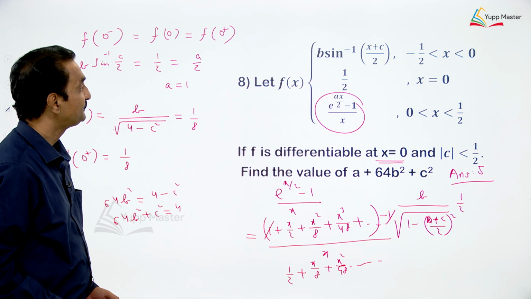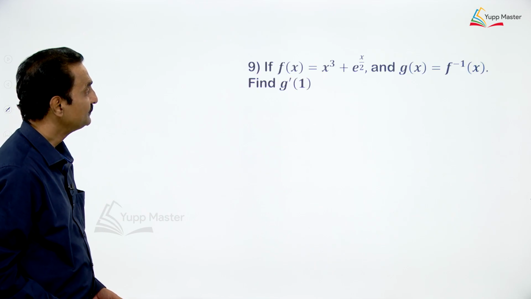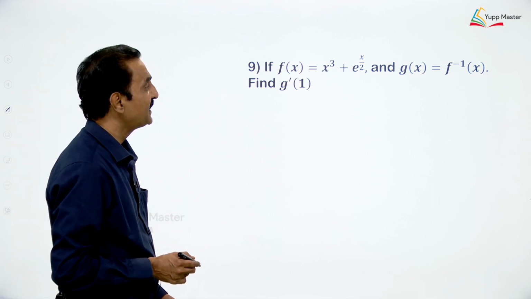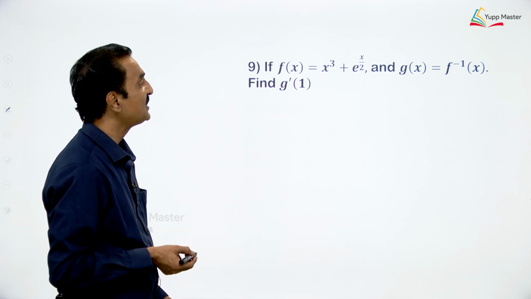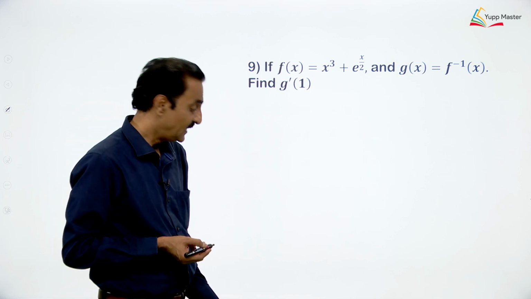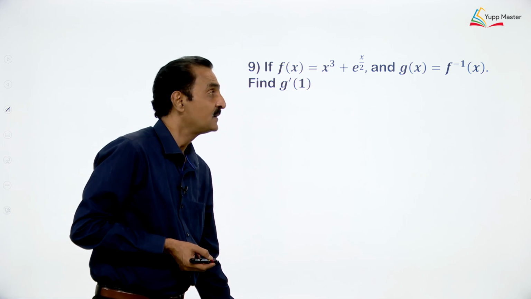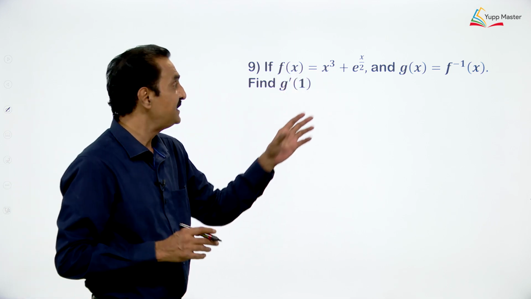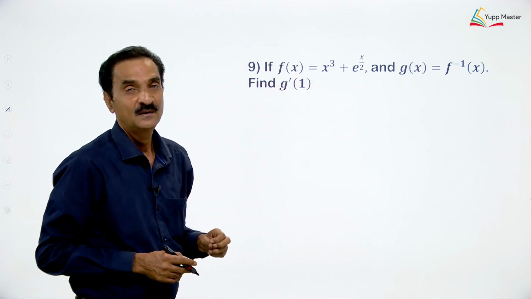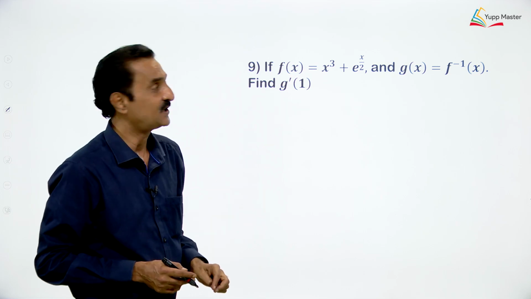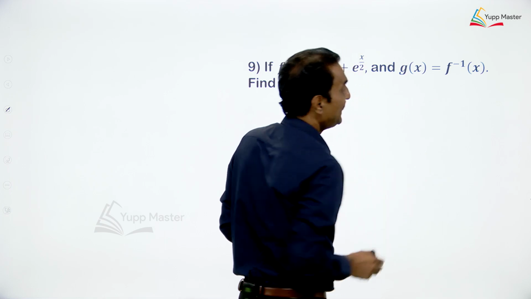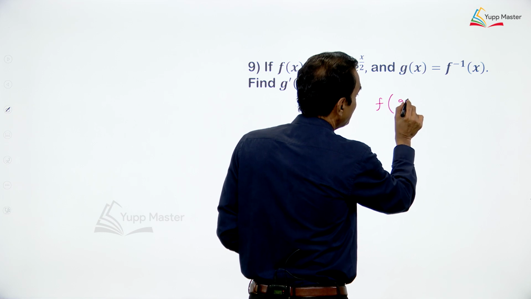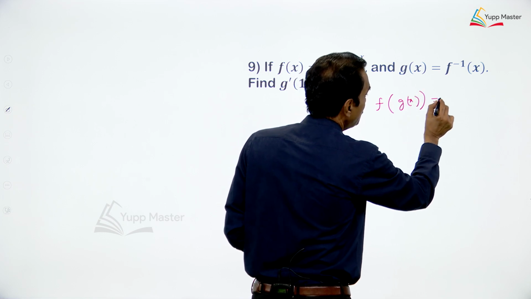Next question. If f of x is equal to x cube plus e power x by 2 and g of x is the inverse of f of x, find g dash 1. Very nice question, it is actually a previous JEE question. Here it is not possible to find the inverse of this function, but we can find the derivative of the inverse function. If g of x is f inverse x, then f of g of x will be equal to x.